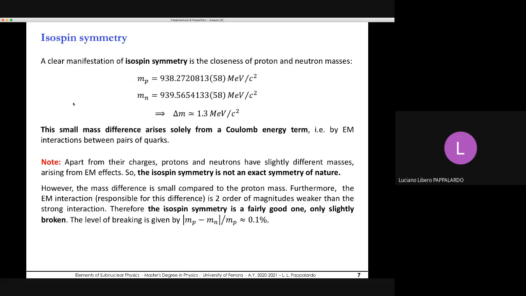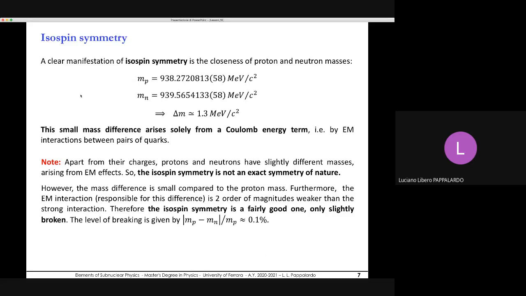However, the mass difference, which is of the order of 1 MeV, is very small compared to the proton or the neutron mass, okay? And furthermore, the electromagnetic interaction, which is responsible for this difference, is 2 orders of magnitude weaker than the strong interaction. So in other words, the isospin symmetry is still a fairly good one. It is only slightly broken.